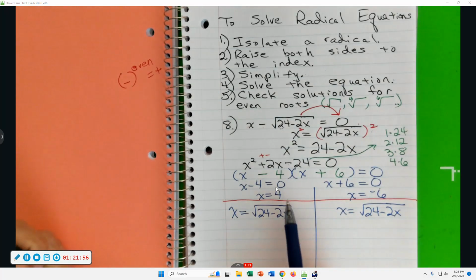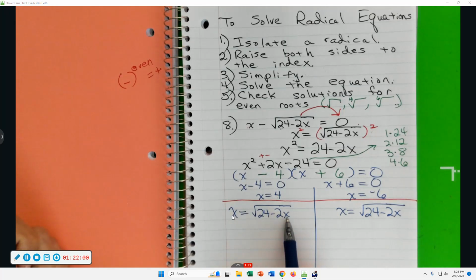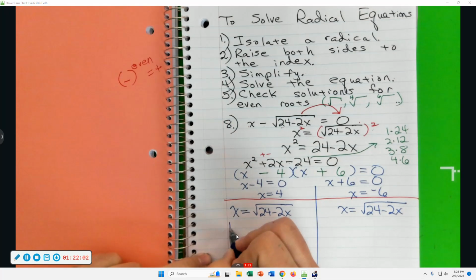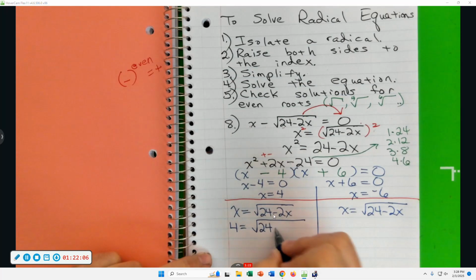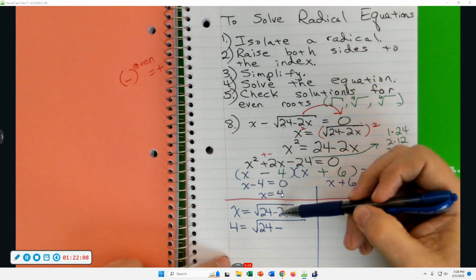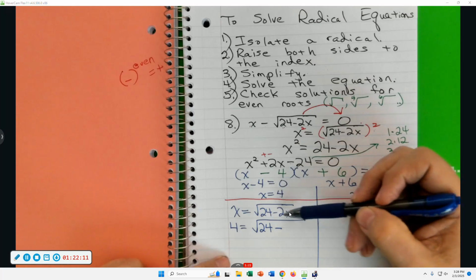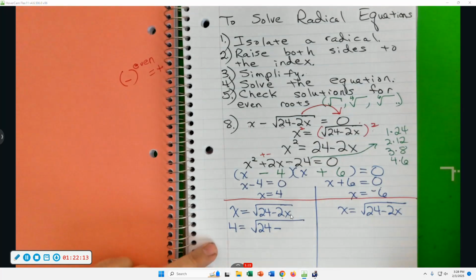Here it is. Let's get started with 4. Plug 4 in wherever you see a variable. So you have 4 equals the square root of 24 minus 2 times 4. What am I going to have here?